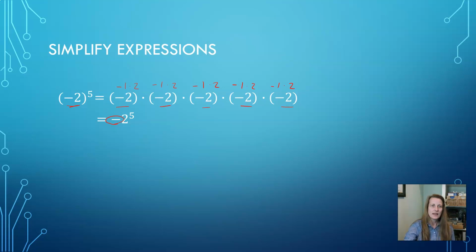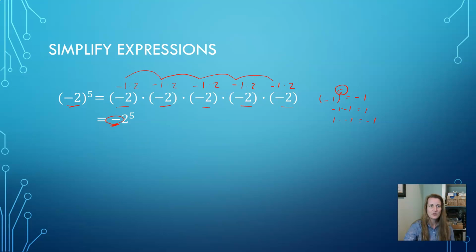Okay, I have 1, 2, 3, 4, 5 negative 1s. Negative 1 to the 5th power is negative 1. Negative 1 times negative 1 is positive 1. And then if I take 1 times another negative 1, I get a negative 1. I keep doing that until I realize that any odd power here gives me a negative 1 back. So that's where the negative comes from over here.